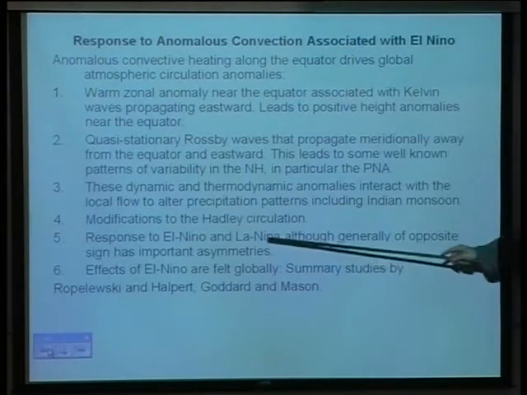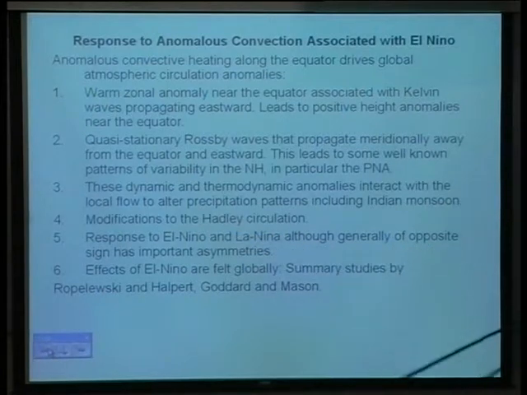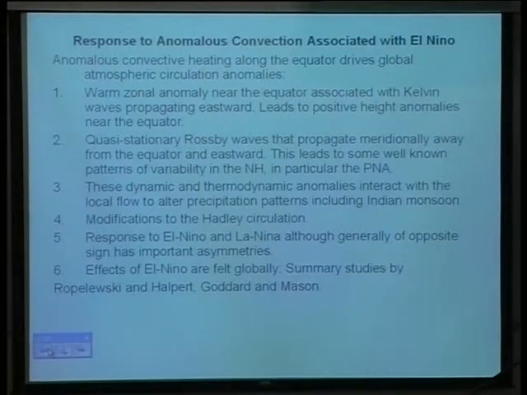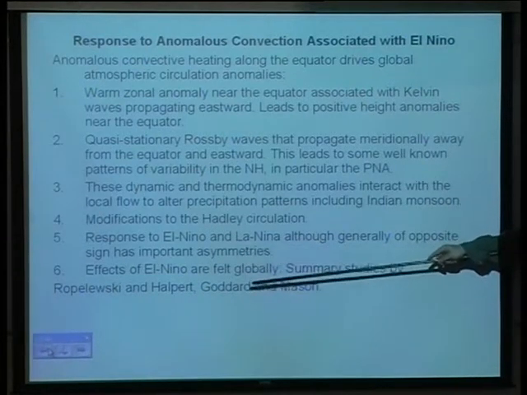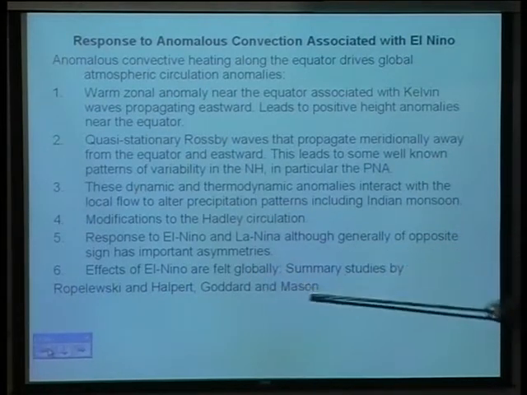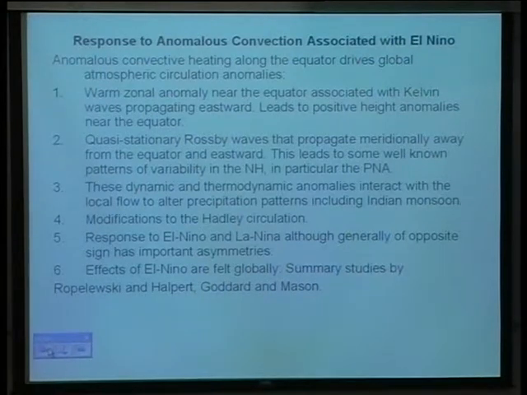An important point is that El Nino and La Nina are just opposite signs of the SST anomaly in the central and eastern Pacific, but they're not symmetric. The response is not symmetric either. There are some important differences. And I'll just show a couple of figures. One is this famous paper that people may have heard of by Ropelewski and Halpert, which talks about the global teleconnections, and the other one is by Goddard and Mason, which puts it into probability space.